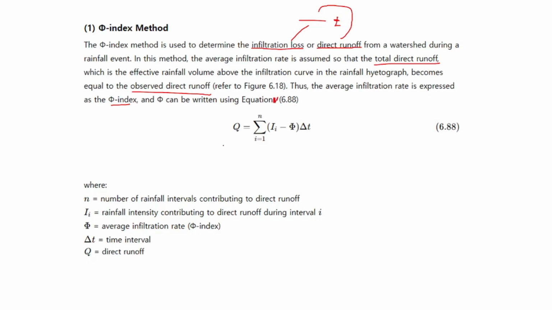Thus, the average infiltration rate is expressed as the phi index, and phi can be written using equation 6.88. Q equals the summation from i equals 1 to n of (I_i minus phi) times delta t, where Q is direct runoff, n is the number of rainfall intervals contributing to direct runoff, I_i is the rainfall intensity contributing to direct runoff during interval i, phi is the average infiltration rate, the phi index, and delta t is the time interval.